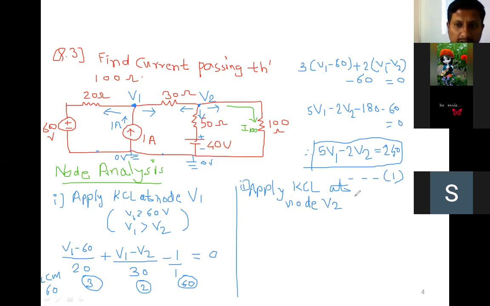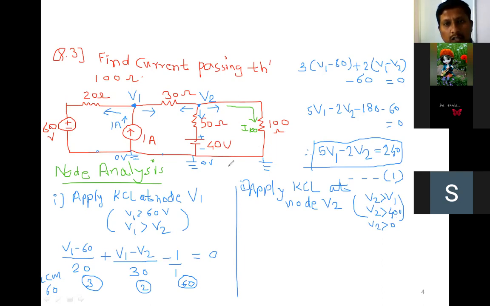So the assumption, I will write in bracket here: V2 is greater than V1 for this branch, the left hand side. You have to assume V2 is greater than V1. For this branch, V2 is greater than 40 volt. And for this branch, it is always 0 here. So V2 is greater than 0, that also you can write. V2 greater than 0, 40 means 0 is included.